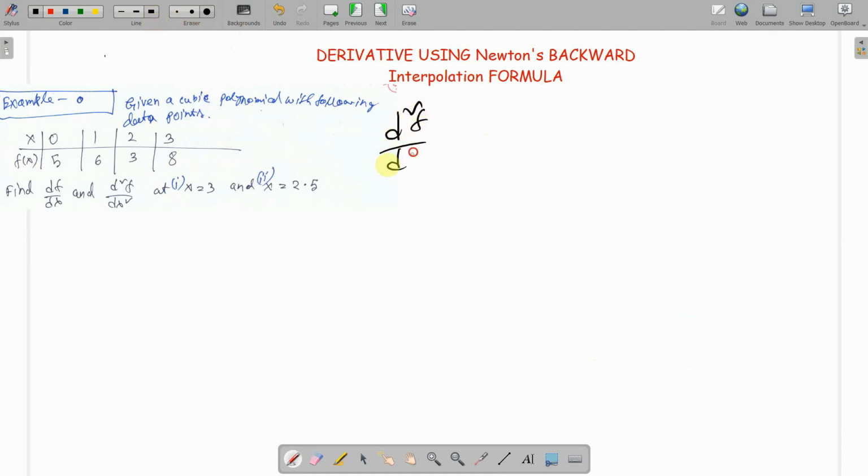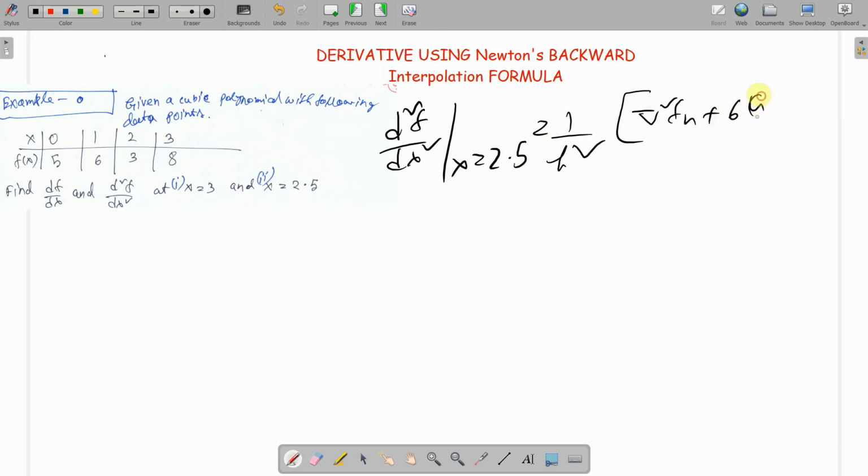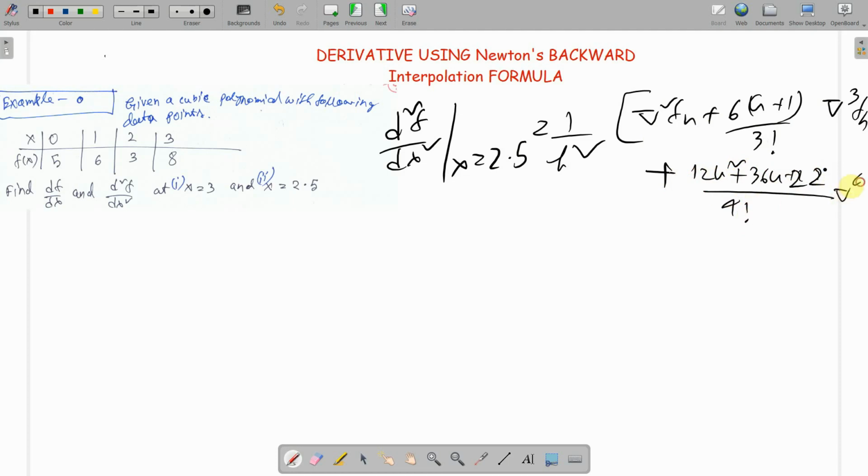So d2f dx2 at x equals 2.5. The formula is 1 by h square, then grad square fn plus 6u plus 1 by 3 factorial grad cube fn. Am I right? Plus, yes, 3 factorial means 6. Okay, so 12u square plus 36u plus 22 divided by 4 factorial grad to the power 4 fn. Now, we don't have up to 4, do we? Cut this first. Cut it first, no need to write it.